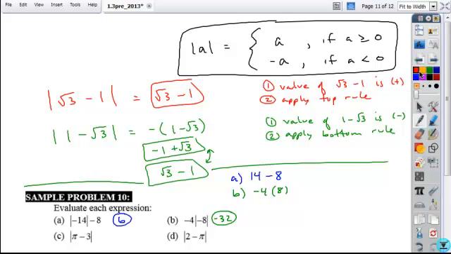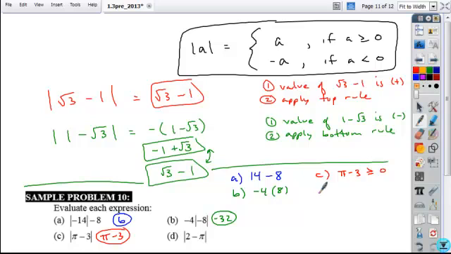Now C winds up being this type of problem right here. We have an irrational number and a rational number inside an absolute value. So what we want to do is determine, is pi minus 3 greater than 0 or less than 0? It is greater than or equal to 0, right? So we're going to use that top rule. This top rule is you just write the number itself. So pi minus 3 is your solution.